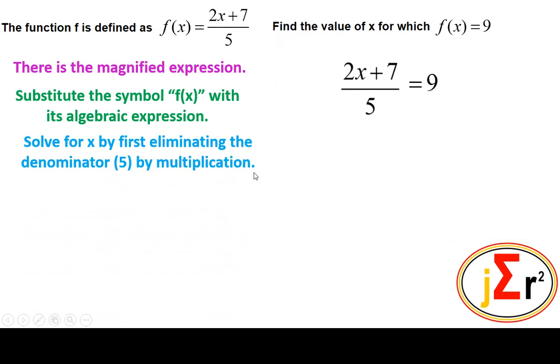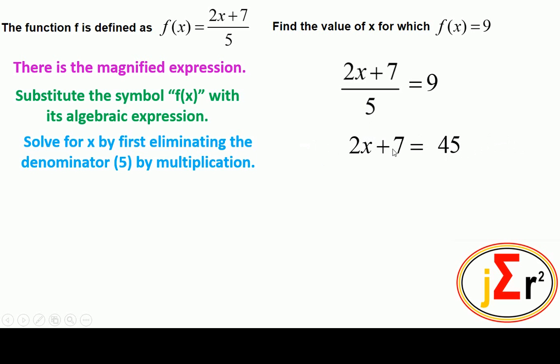We need to find the value of x for which f of x is equal to 9, and we are on our way. All we need to do is solve this equation that we have right here. And the first step that we'll take is to eliminate this 5 by multiplication. Of course, we will multiply by 5 on the right-hand side also. By multiplying by 5 on both sides, 5 will be eliminated from the left-hand side, and on the right-hand side, we will have 9 times 5, which will give us 45.